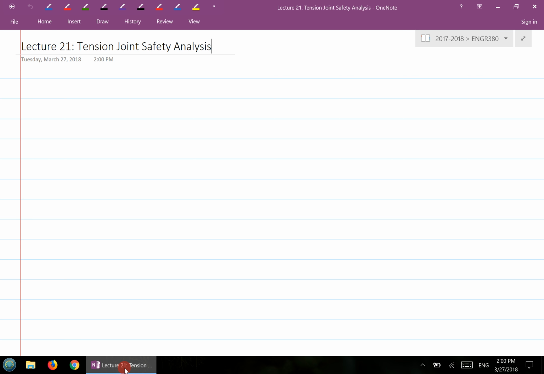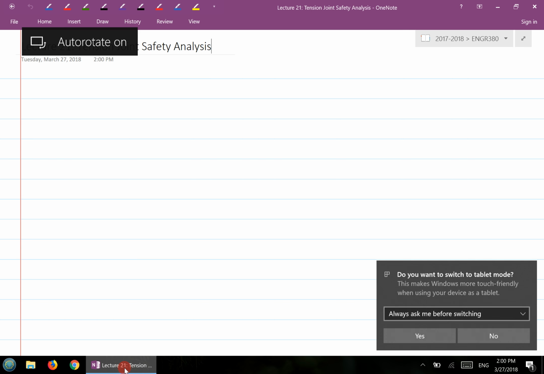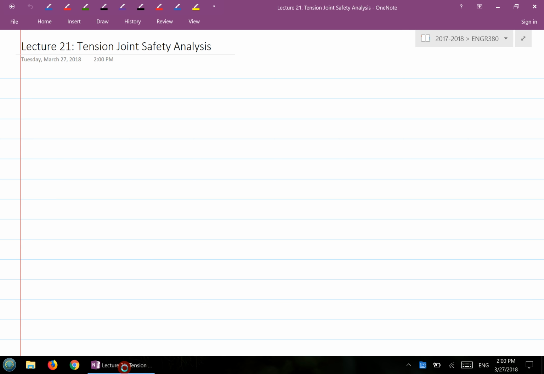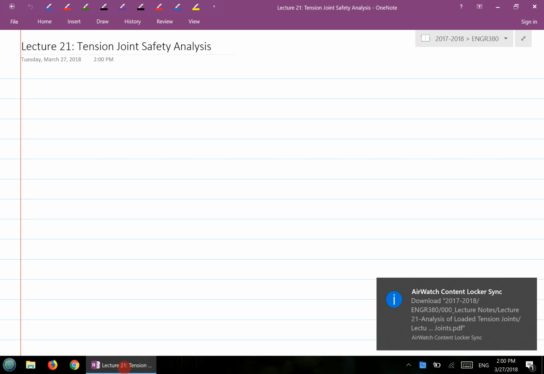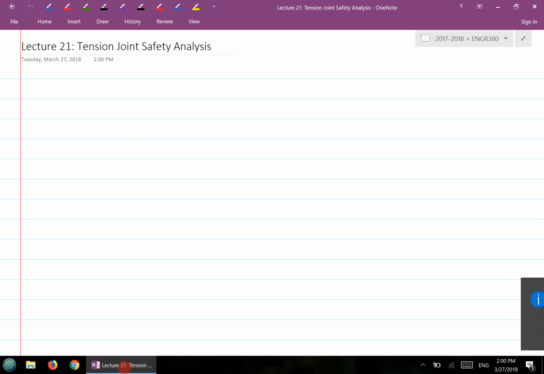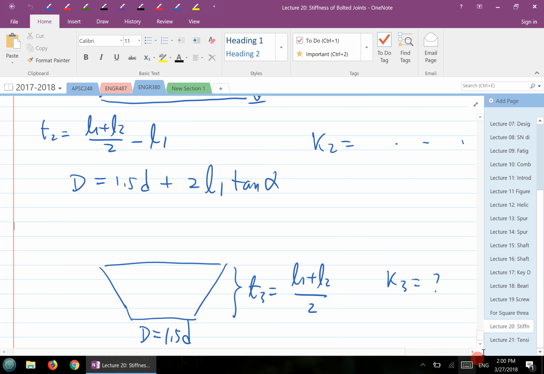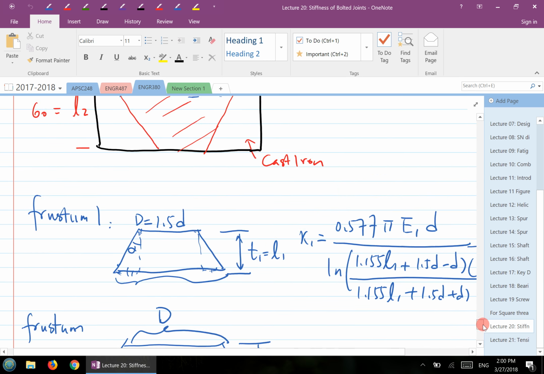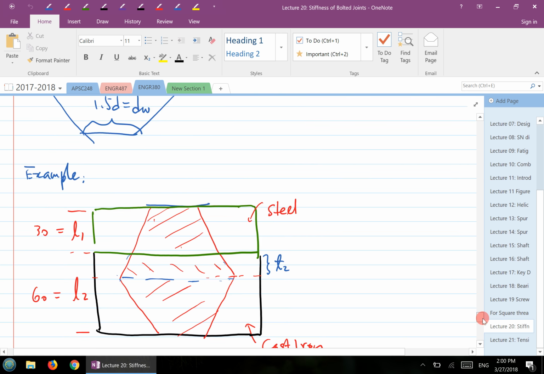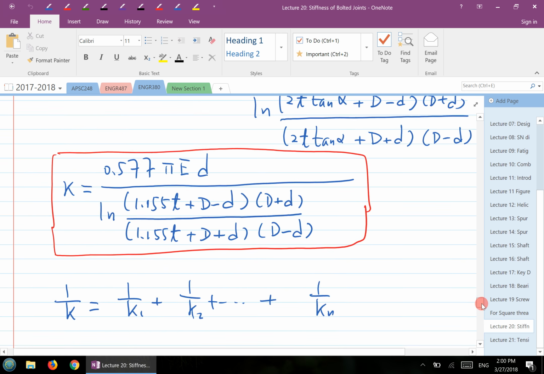Okay, so in the previous lecture we looked at the stiffness of a bolt and the stiffness of the member. There's the equation for different frustums, and I'll go back to this member stiffness again once we finish this portion right here. Anyway, just a quick review of what we did in the previous lecture, especially the member stiffness. As I mentioned, there will be a question for this in the final exam for sure.